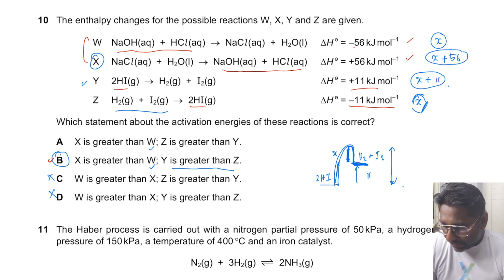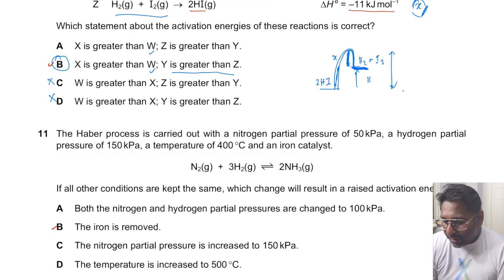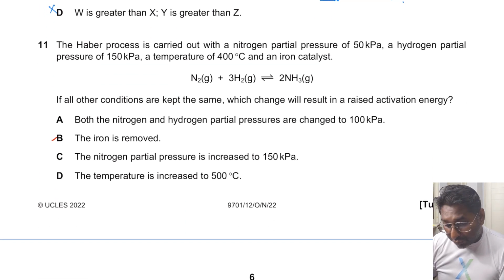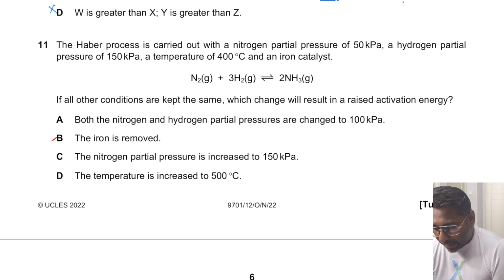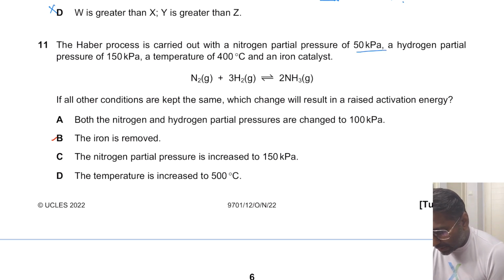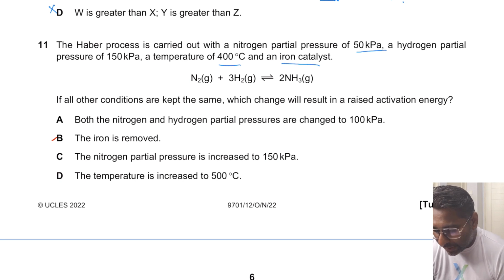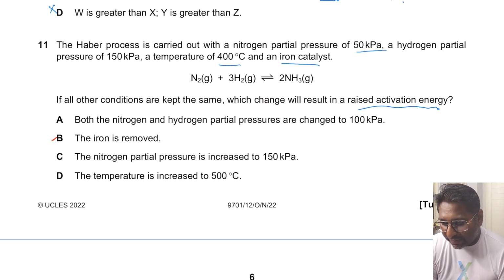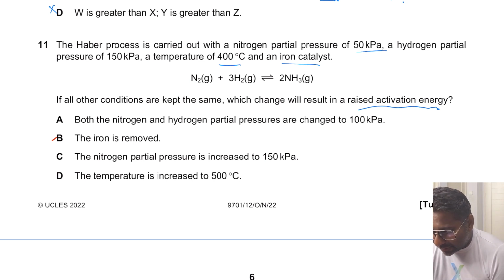Now, next question. The Haber process is carried out with nitrogen partial pressure 50 and hydrogen partial pressure of 150, temperature 400, iron catalyst. If all the other conditions are kept the same, which one will result in raised activation energy? For activation energy, please remember that partial pressure and temperature don't affect the activation energy. The only thing that I can see that will affect the activation energy is the iron catalyst.